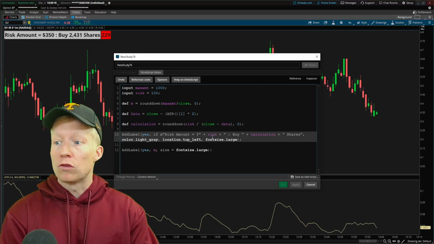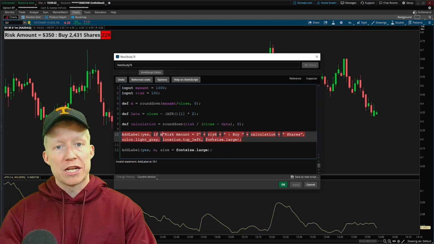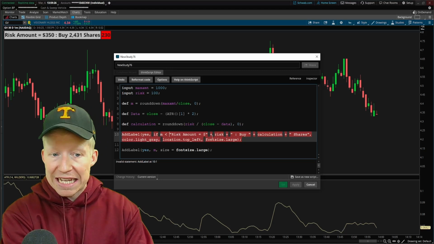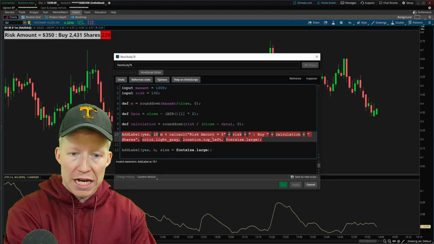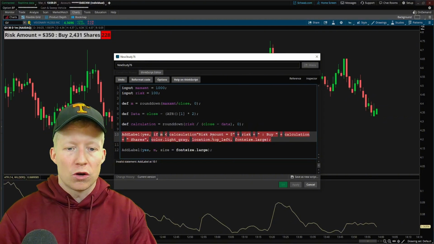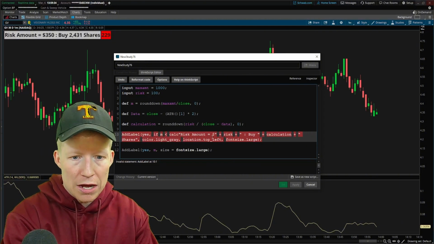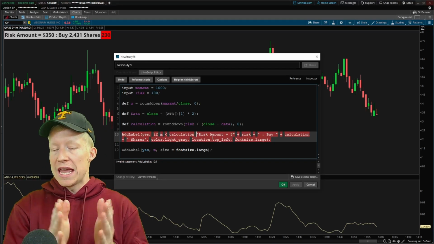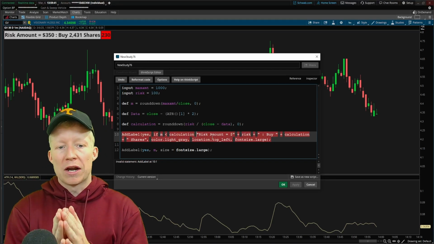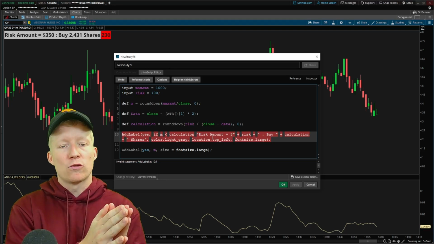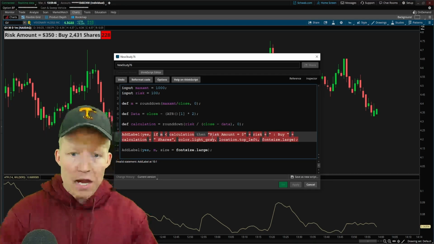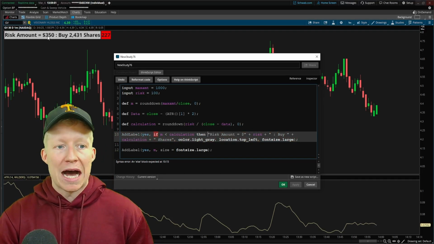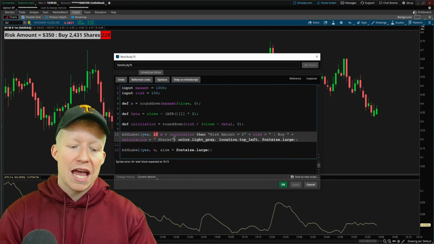If M, remember that is the variable that stores how many shares we can afford based off of our max amount. If that is less than the calculation variable, once again, why did I pick a word so hard to spell? What in the world? Calculation. If M is less than calculation, so if the amount we can afford with all of our money is less than the amount we can afford based off of our risk, then show this. Show what you are seeing right now. The amount of shares you can buy based off of what you are willing to risk.